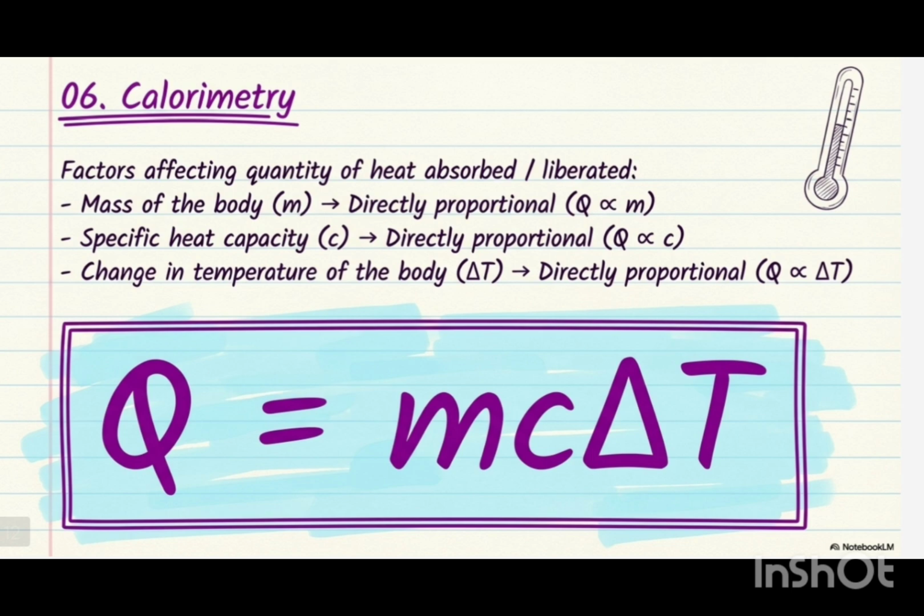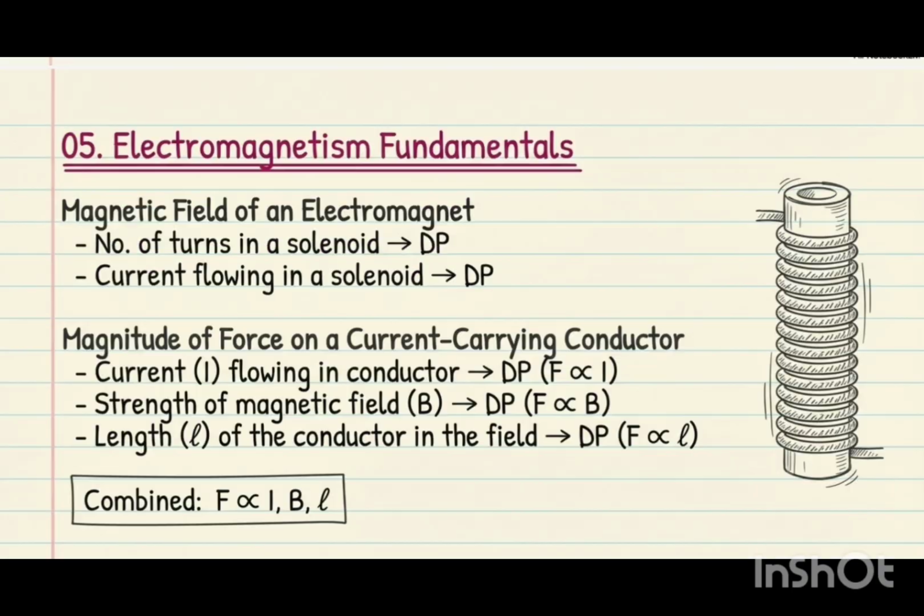Specific heat capacity refers to the heat required to raise the temperature of 1 unit mass of a substance by 1 degree Celsius. In contrast, heat capacity refers to the heat required to raise the temperature of the entire body by 1 degree Celsius. Radioactivity is a spontaneous nuclear process in which unstable atomic nuclei emit radiation.